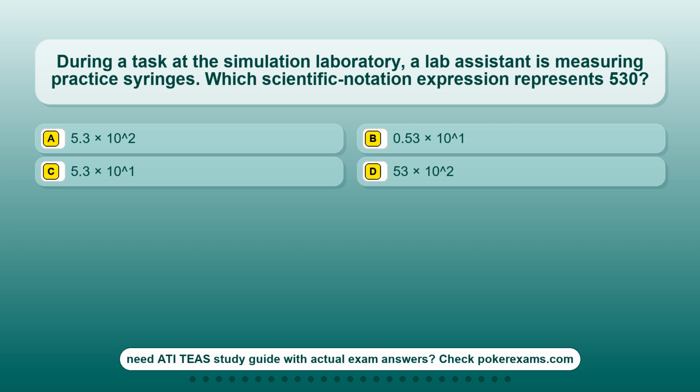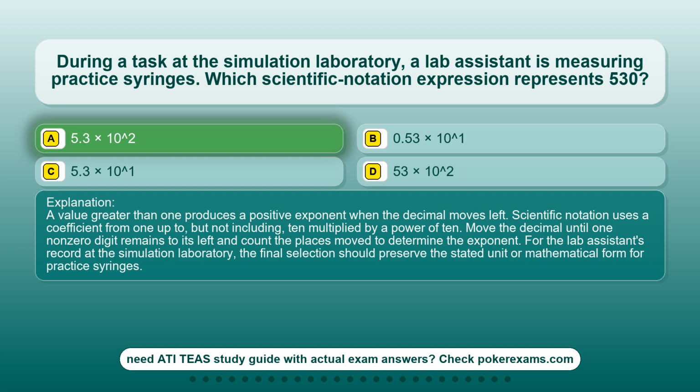Option A, 5.3 times 10 squared. Option B, 0.53 times 10 to the power of 1. Option C, 5.3 times 10 to the power of 1. Option D, 53 times 10 squared. The correct answer is option A, 5.3 times 10 squared.